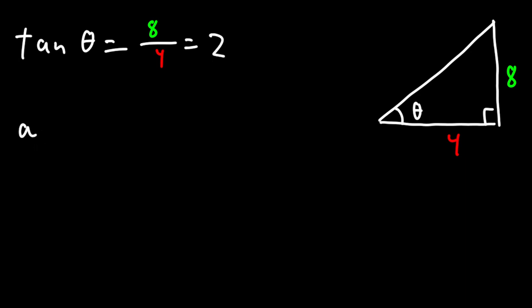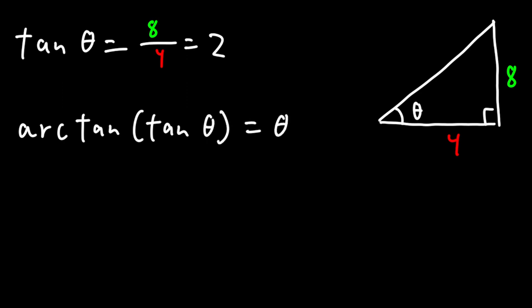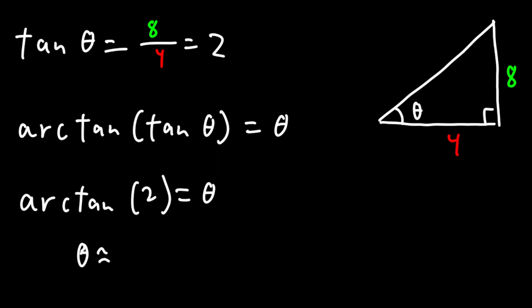Now, recall the arctan theorem. Arctan of tangent of theta equals theta. Tangent of theta equals positive 2. So arctan of 2 equals theta. Now let's plug this into our calculators. Inverse tangent of positive 2, theta is approximately 63.43 degrees. So that's our answer. Now let's do one more practice problem.